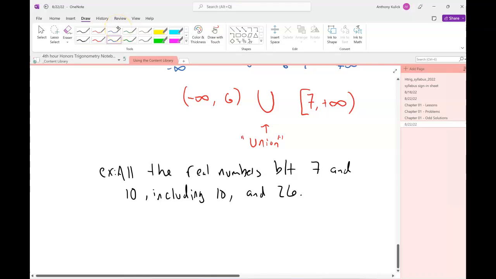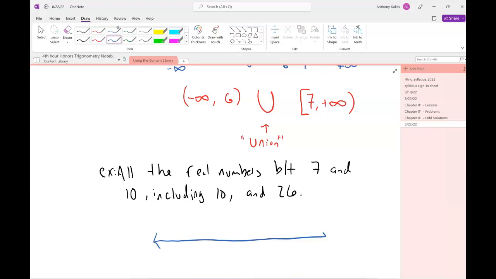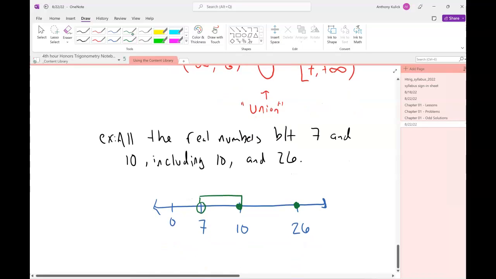What's the last number? 26. So we have all the numbers between 7 and 10, including 10, and then also 26. So I'll just start by drawing us a picture. Let's see, we'll call that 7. That'll be 10. There will be 26. So we'll go 7 to 10. And we also have 26.